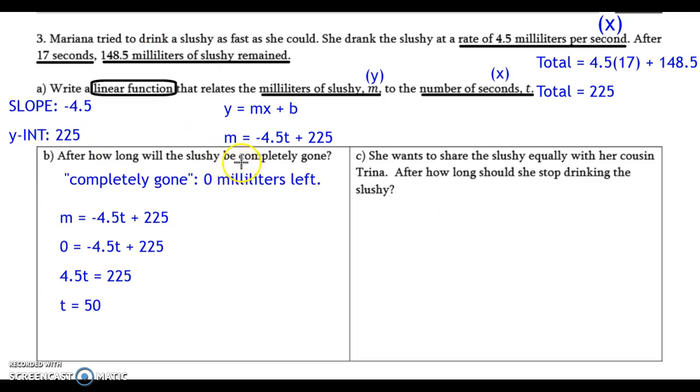For letter B, we focused on the idea of completely gone. If it's completely gone, the slushy will have 0 milliliters left. So we took that 0 and we substituted it in for m. M became 0. Now we needed to solve the equation for t.